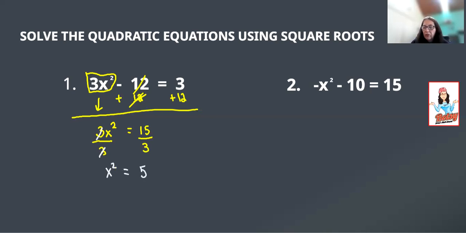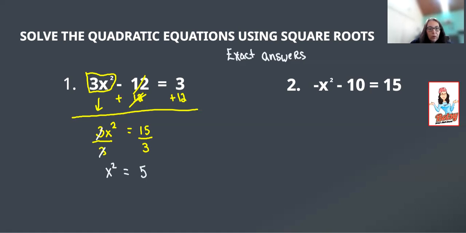Now, we have to ask ourselves, what squared is 5? And because I want exact answers, I'm not giving approximate. Approximate means that you can put it in decimal form. I don't want approximate. We want to do exact answers. All right. So we need to get rid of the square. And how do we do that? Get rid of a square, use square root.